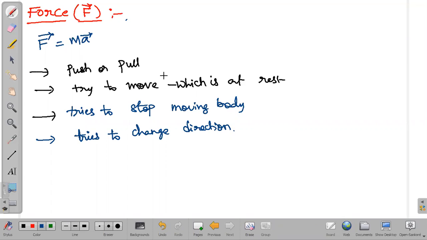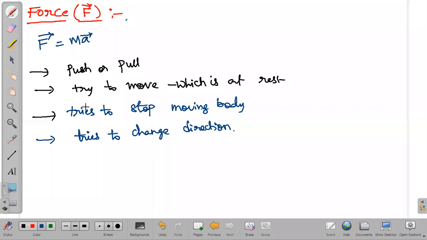It is an external effect which will cause push or pull. It may try to move any object which is at rest, it may try to stop a moving object, or it can try to change the direction of a moving object. So all those things the force can do.